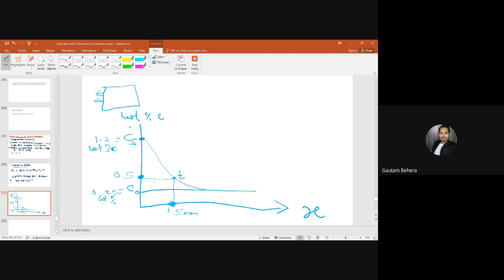So at a depth of 1.5 mm, we want to find out how much time will be required to get the carbon weight percentage of 0.5 weight percentage of carbon. So this is C(x, t). I'll explain why this is C(x, t).